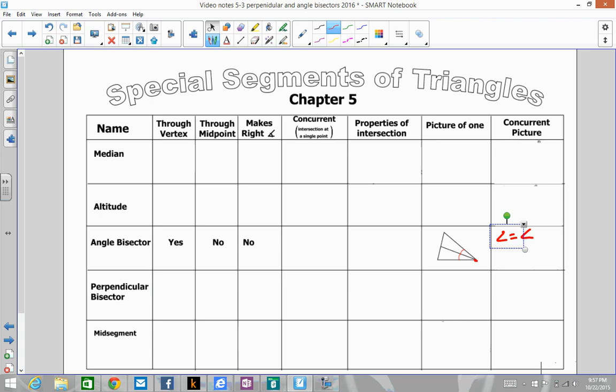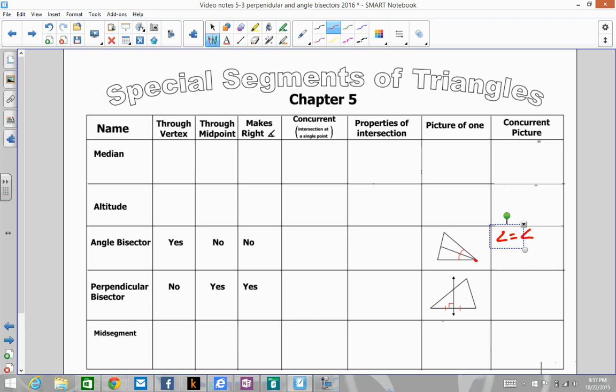All right, so then there's perpendicular bisector. We've hinted at this one a few times. We've never really used it, so now we're going to use it. So a perpendicular bisector looks like this. It's both a bisector and it's perpendicular. So does it go through a vertex? No, it does not. Does it go through a midpoint? Yes, it does, because it's a bisector. And does it make a right angle? Yes, because it says it's perpendicular.